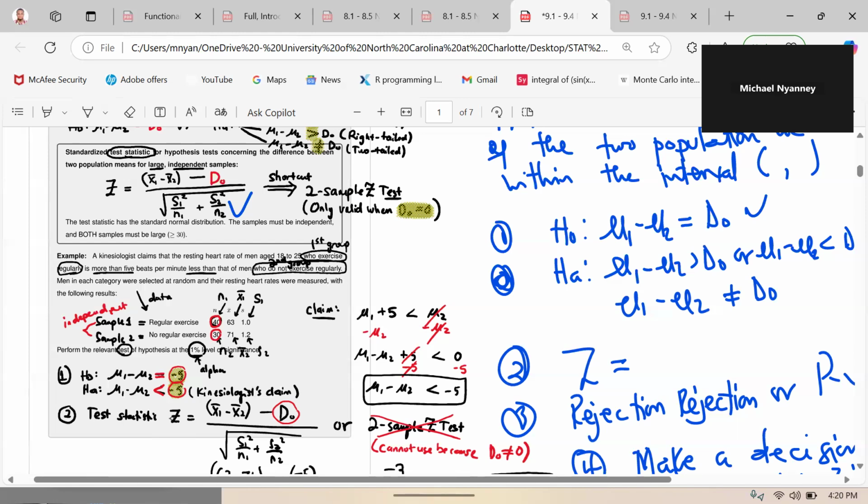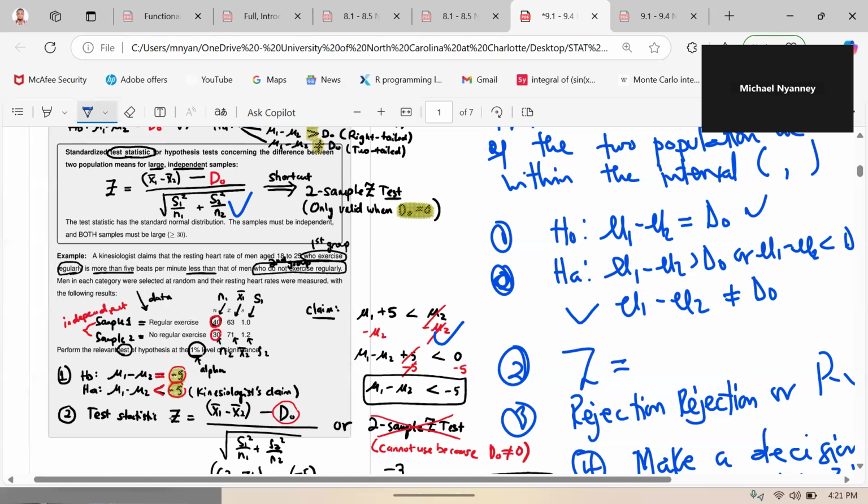Based on the statement, we are saying that the first group is more than 5 beats per minute less than the second. So this implies that the second group's mean is greater than the first group's mean plus 5. That's how we state it. This is where the claim lies. If you have something like this, you have to rewrite it back to mu1 minus mu2, just as the alternate is saying.